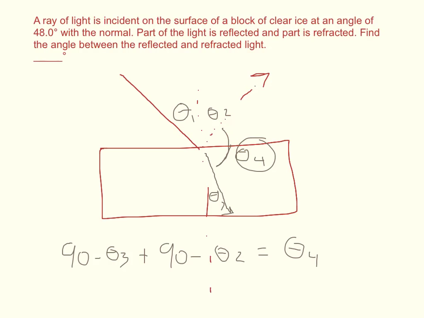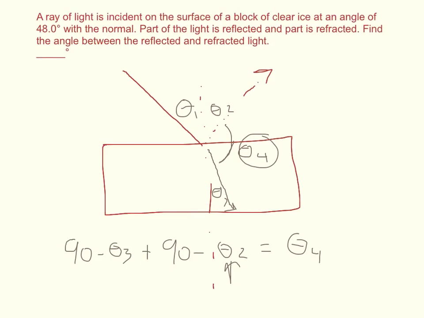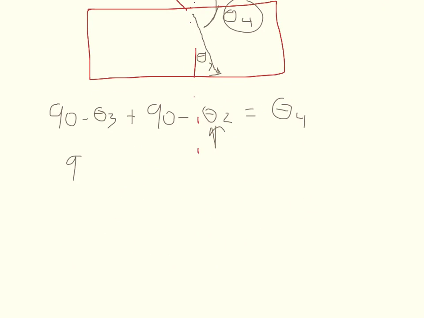Now real quick, because of the law of reflection, we know that the angle theta 1 is going to equal angle theta 2. And so we can go ahead and substitute for theta 2. So what that's going to equal is 90 minus theta 3 plus 90 minus theta 1, and we don't have to put any number on theta 2. And that's going to equal theta 4.